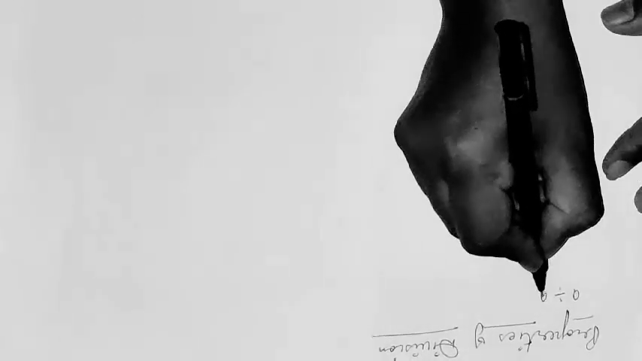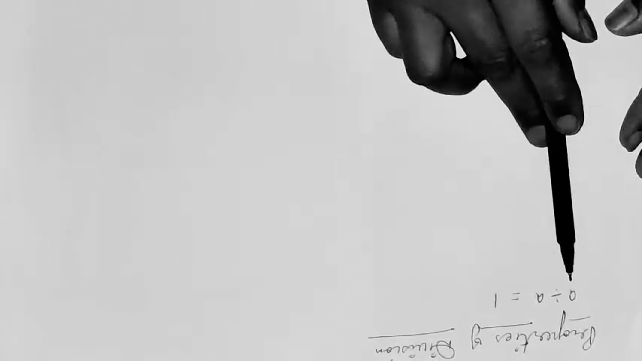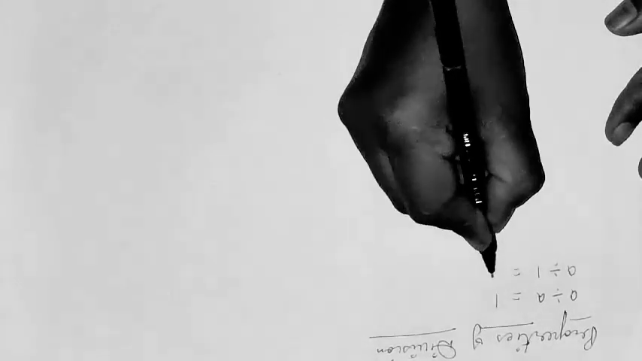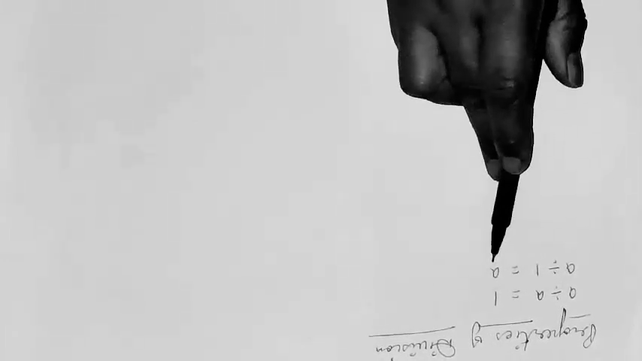A divided by A will give us 1. Whenever we divide the same number by itself, the result is 1. And suppose I divide A by 1, then the answer is A. That means if I divide any number by 1, the result is the number itself.